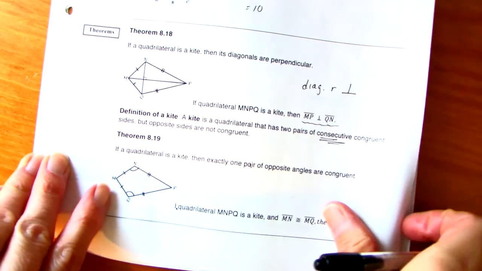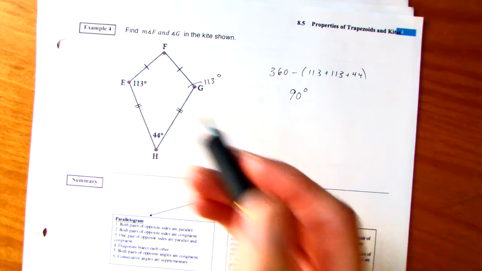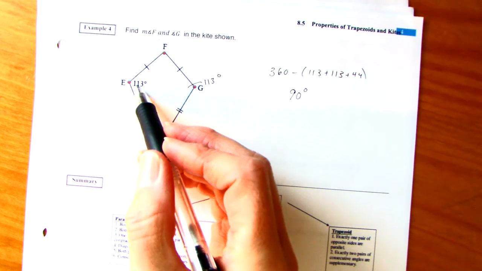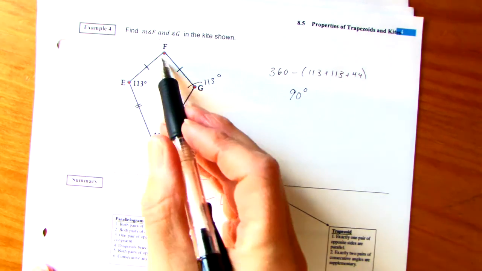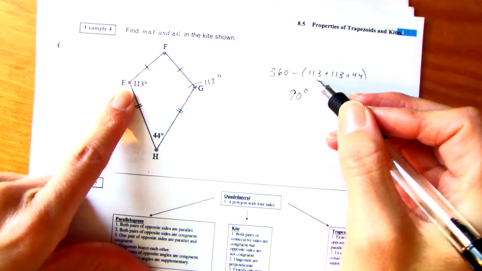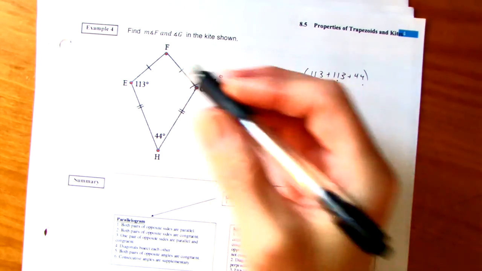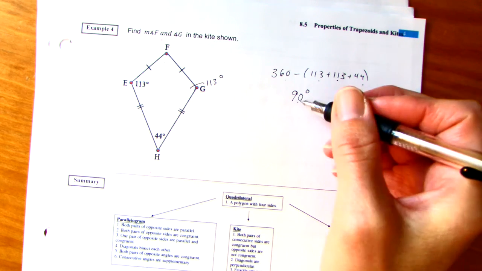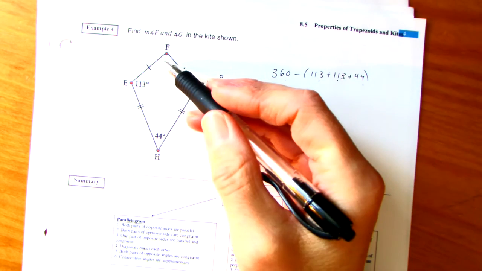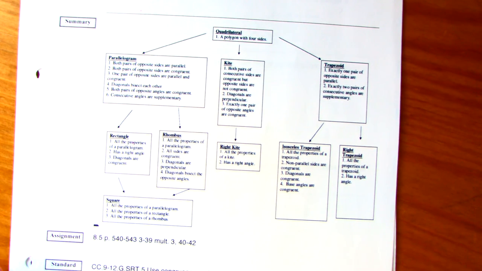So, of course, naturally more properties. Last problem, though. It's a kite problem. Find F and G. Well, first of all, these two have to be congruent. So if that's 113, this one's 113. And this is a quadrilateral. All four add up to 360. So if you take 360, subtract 113, 113 and 44, you'll get that last angle, and that turns out to be a right angle. That's not always going to be the case, okay, just for this specific one, but that will be 90 degrees.